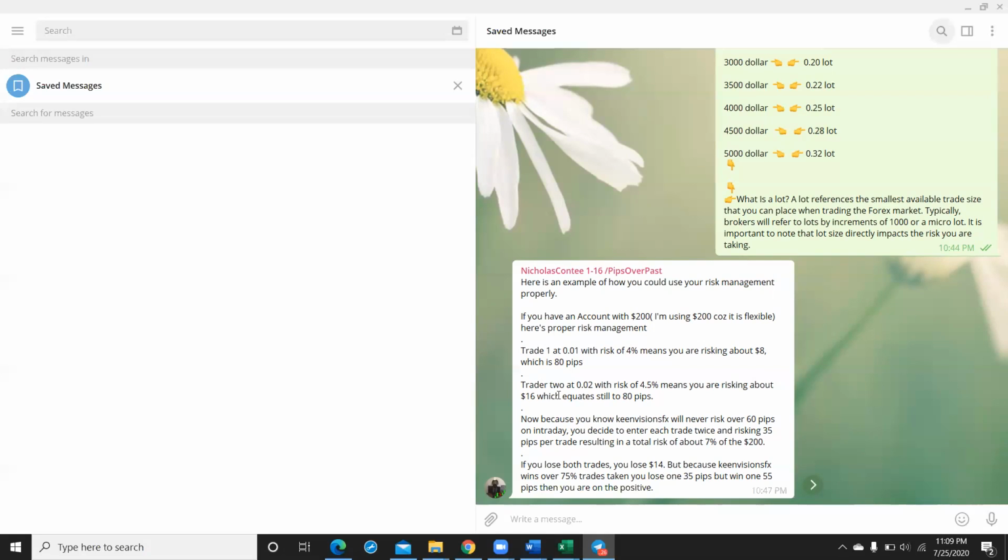Now, if you did lose one with 35 pips, but we won the other one, let's say at 55 pips, you're actually going to be in a positive, making money or netting right around 20 pips profit, which could be substantial depending on the lot size you're actually trading. So that's going to be a little small breakdown on what lot sizes to use when you're taking our alerts or where you're entering into the market by yourself.